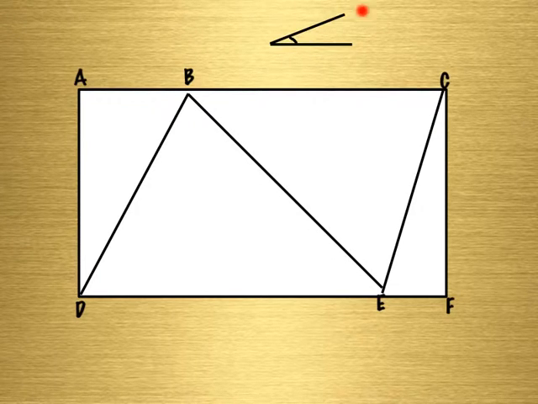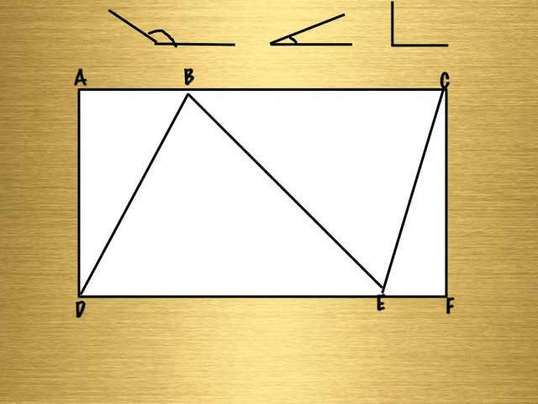This is an acute angle. It's less than 90 degrees. This is a right angle. It is exactly 90 degrees, and I could draw a little box in there to show that. This is an obtuse angle. It is greater than 90 degrees. This is a straight angle. It is exactly 180 degrees.